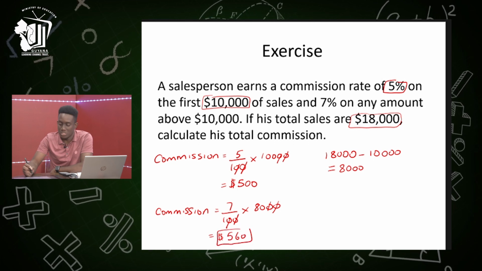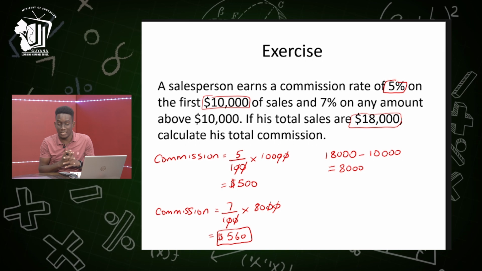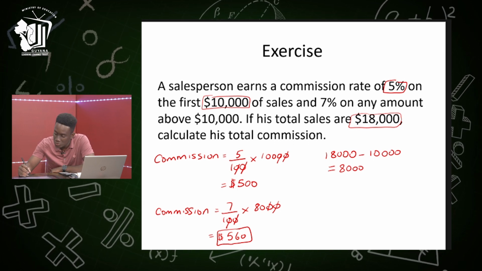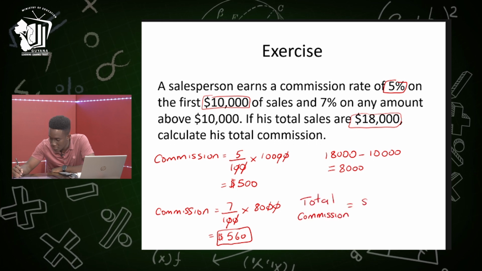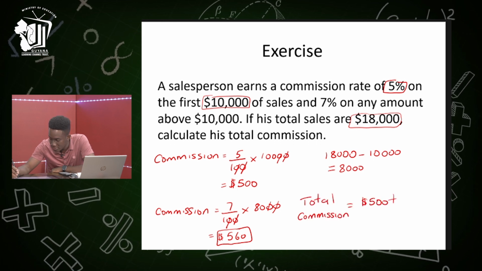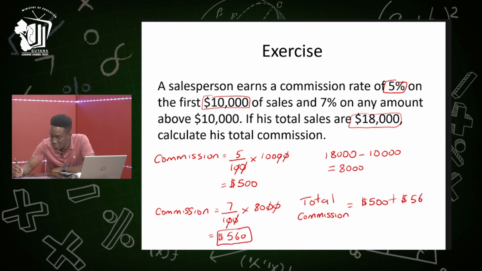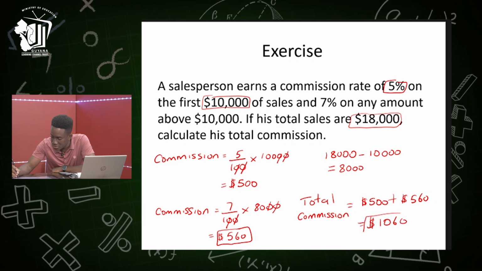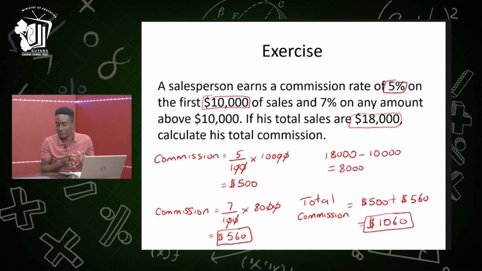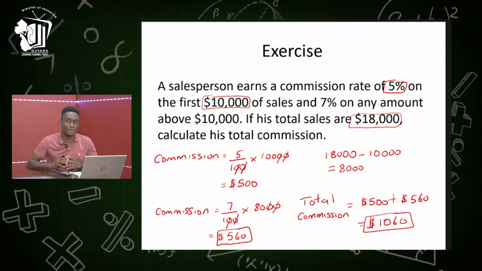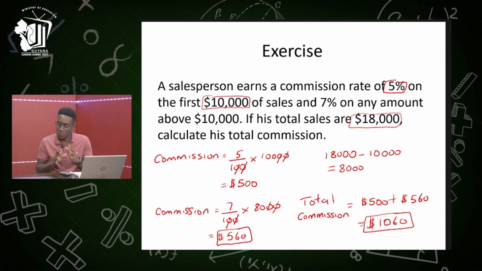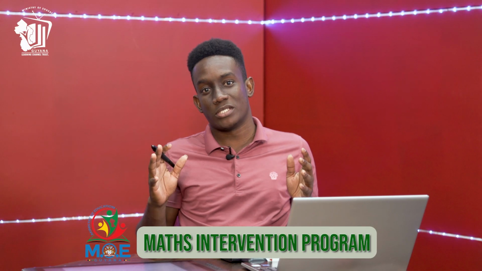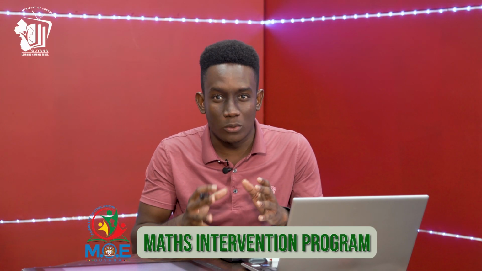$560. So we saw for the first set of commission, he gained 500, and for the second set of commission, he gained $560. So his total commission would be 500 plus $560, and this will give us a total of $1,060. So his total commission after finding the 5% on the first 10,000 and 7% on the remaining was $1,060. And with that, this has brought us to the end of this video in which we looked at commission.